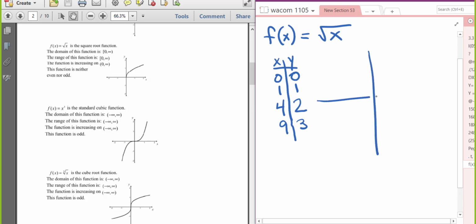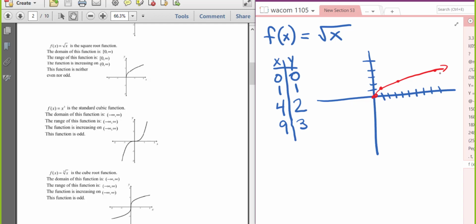So if you were graphing by hand, right, we would have 0, 0. We would have 1, 1, 4, 2, and 9, 3. So it looks like that. And just your characteristics.